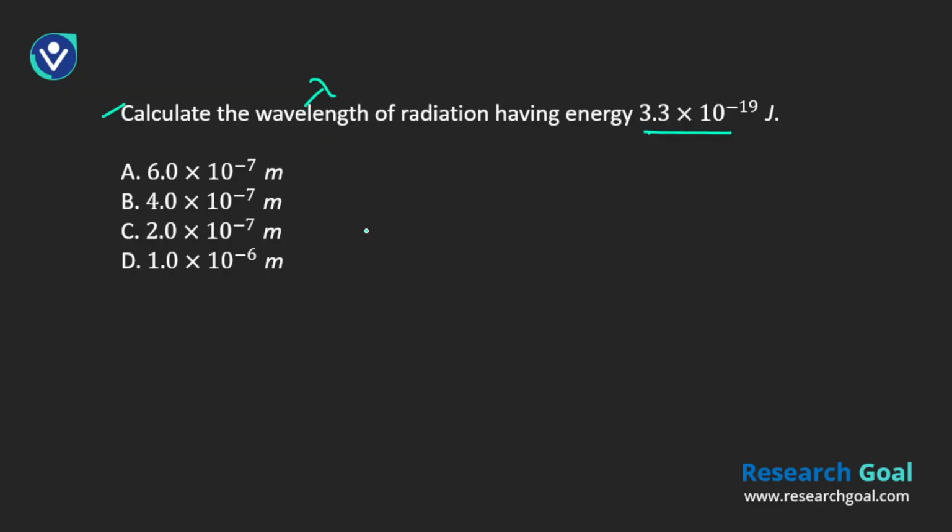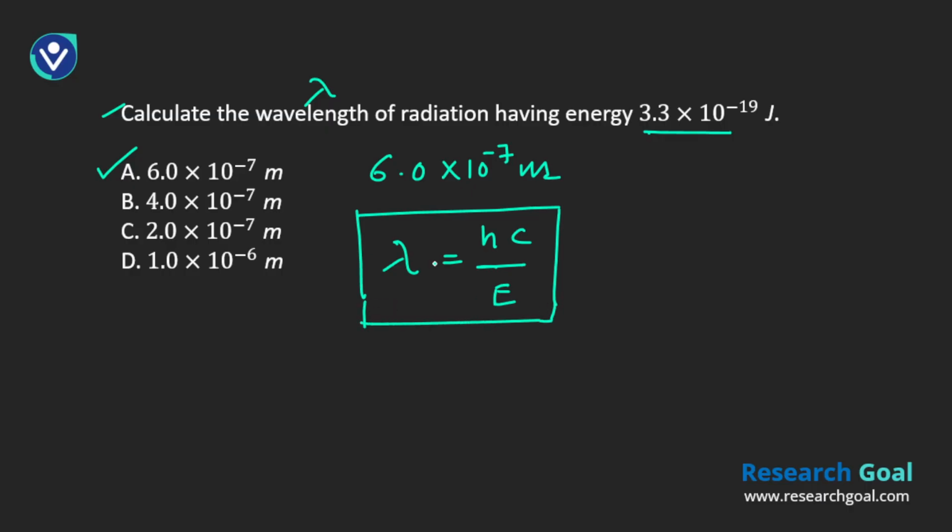I'll give you the correct option; you can pause the video if you want to calculate. The correct option in this case is option A, which is 6.0 into 10 to the power minus 7 meters. What equation do you have to apply? Lambda is equal to hc upon E. That is the equation you need to apply, and when you do this calculation, you should be able to calculate lambda. Energy is provided in this case. H you already know, C you already know, energy is provided, so you should be able to calculate lambda.